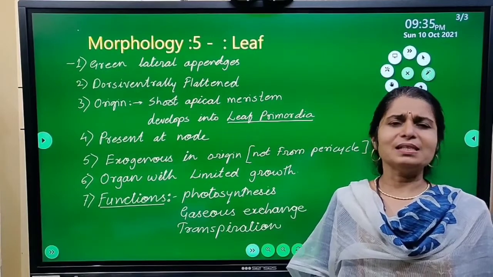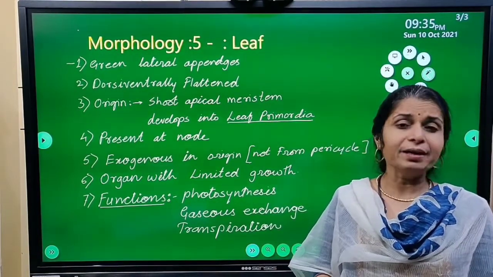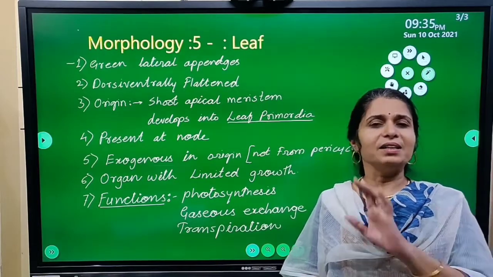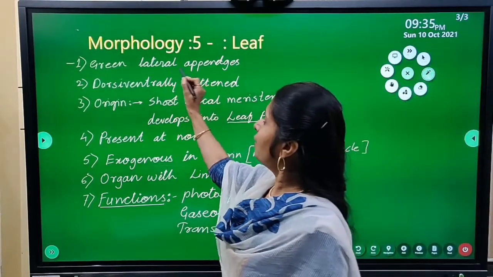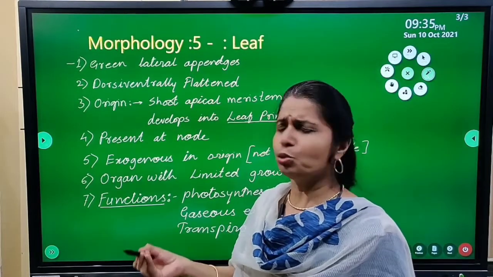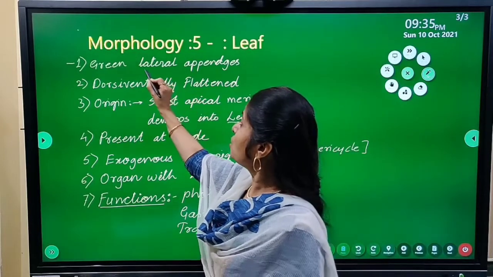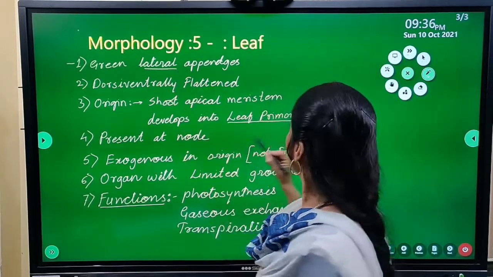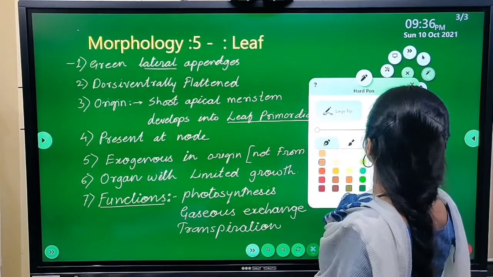Okay, now as I said, so many things you already know, but we are revising it in scientific language. So come to the first point. It is green lateral appendage. Now you know its color is green. Okay, आपको अब lateral शब्द का अर्थ समझ रहे हो? What is lateral? It is present along the length of the stem.